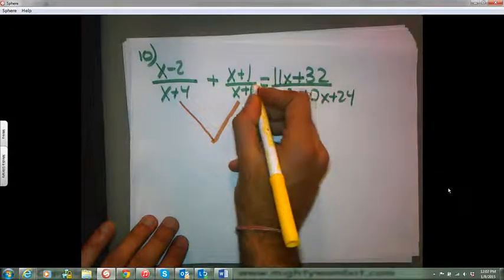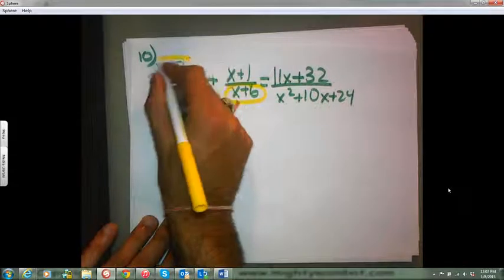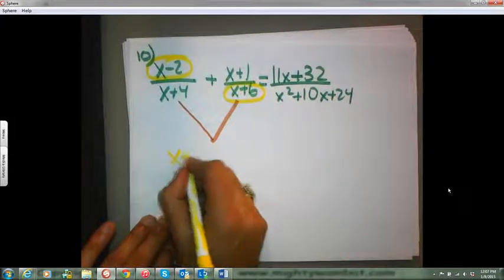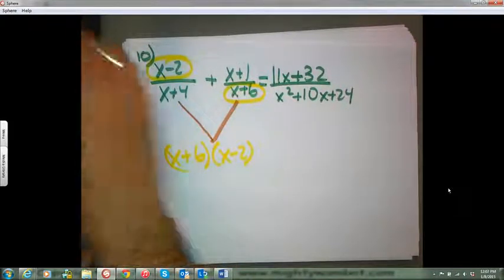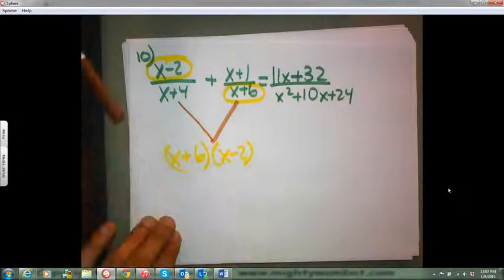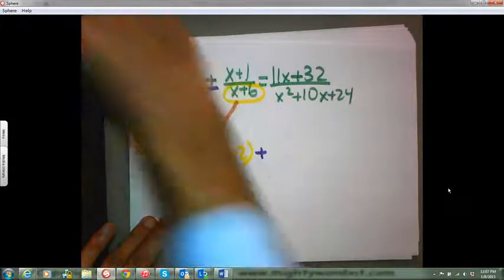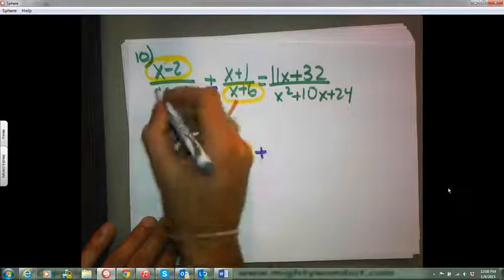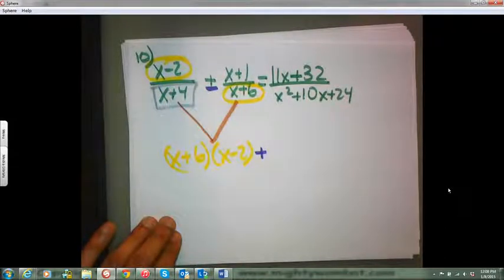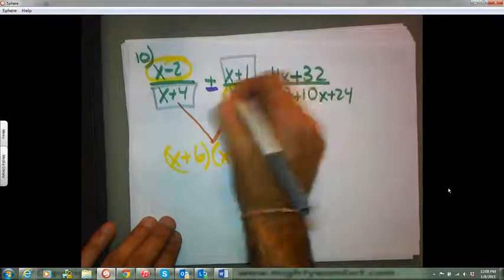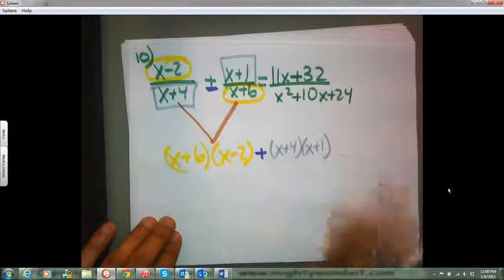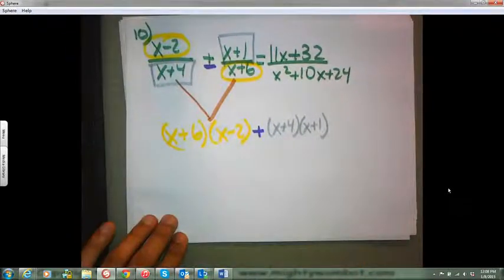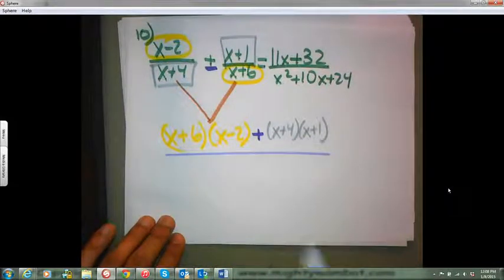Take the denominator of the right one times the numerator of the left one. So x plus 6 times x minus 2. Then bring down the sign. So that's a plus sign that stays there. Then multiply the denominator of the left one times the numerator of the right one. And finally, divide by the two denominators multiplied by each other.